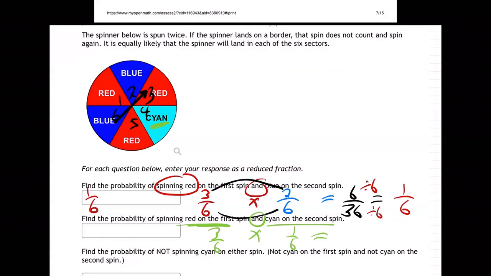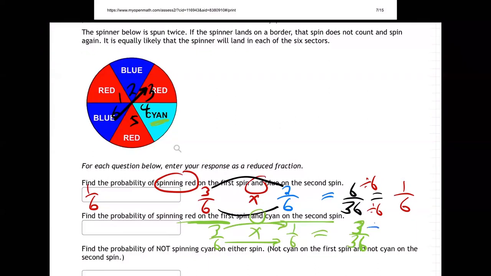So then you just multiply top times top, bottom times bottom. That's 3 out of 36. 3 times 1 is 3 out of 36. And then you can reduce that fraction, divide top and bottom by 3, and that'll be 1 out of 12. It's 1 out of 12, or you could give them a decimal. It will take a decimal.